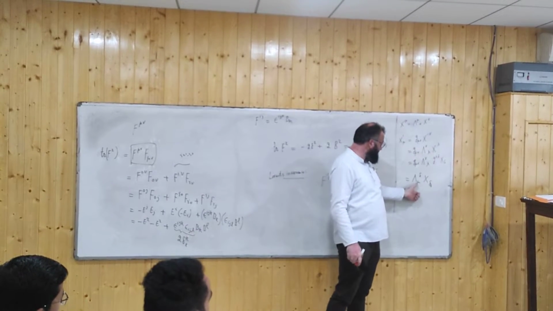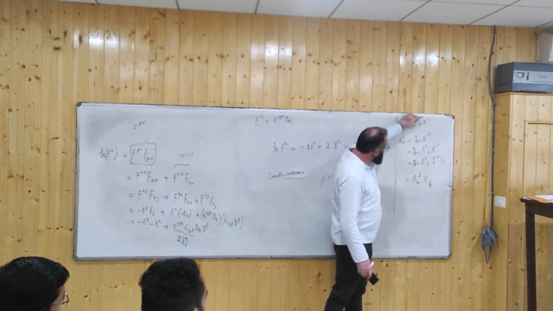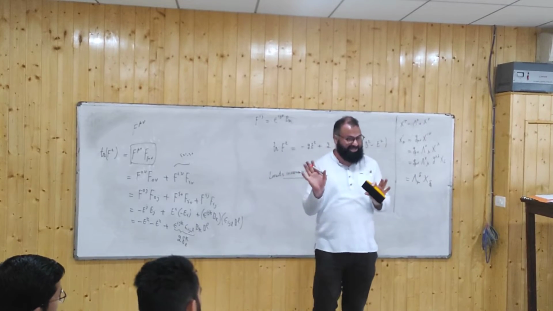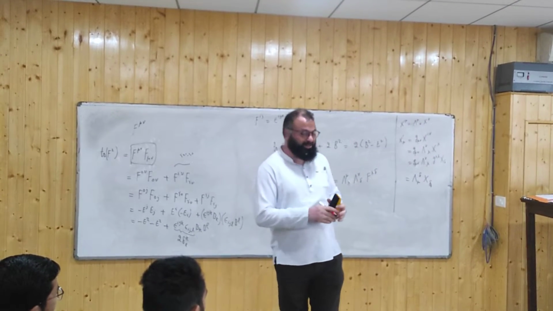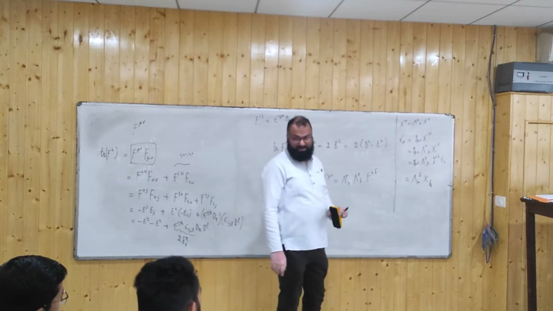So what is the difference here? The difference between this lambda mu nu and this lambda mu nu is that rows and columns are interchanged. Clear? So it means this has to be actually the inverse of this thing.